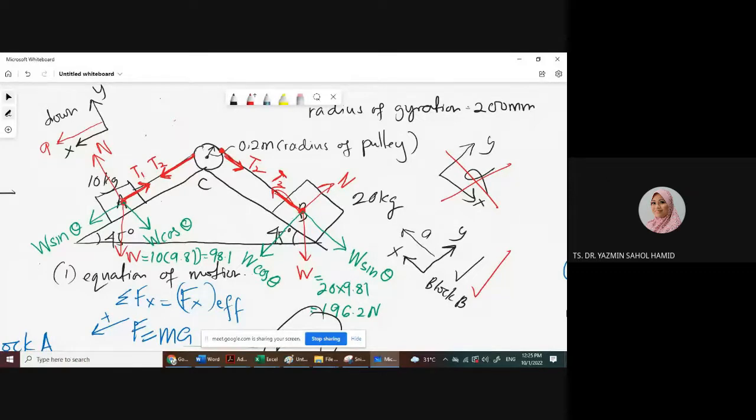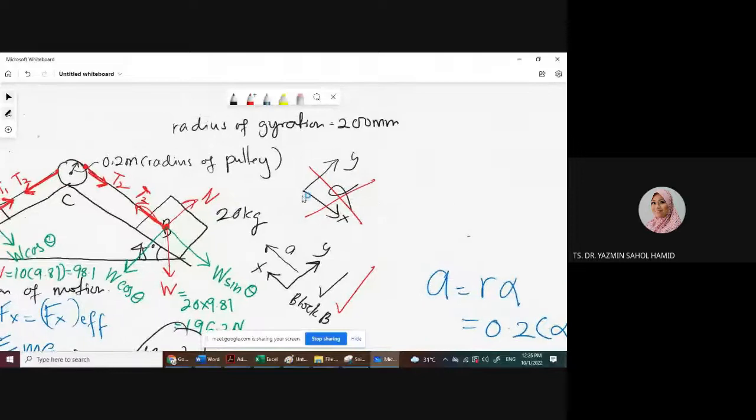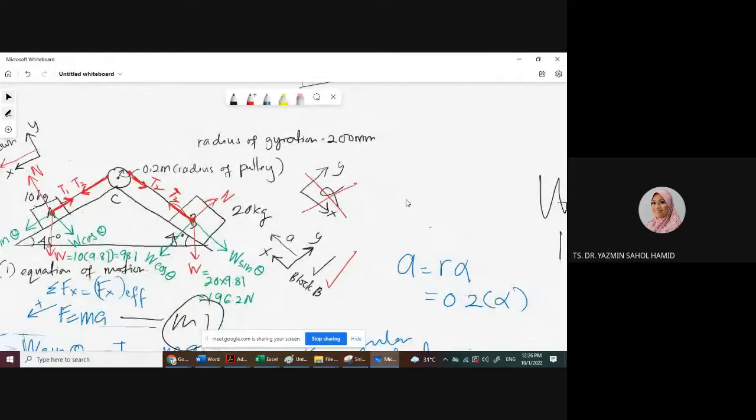Cakaplah using work energy method. Contohnya, using work energy method, apa you boleh buat? Determine what? Calculate the displacement of block B. Okay, boleh? Of block B. So dia calculate the displacement starting from rest. So if you nak gunakan work energy method, you kena pakai principle of work energy.